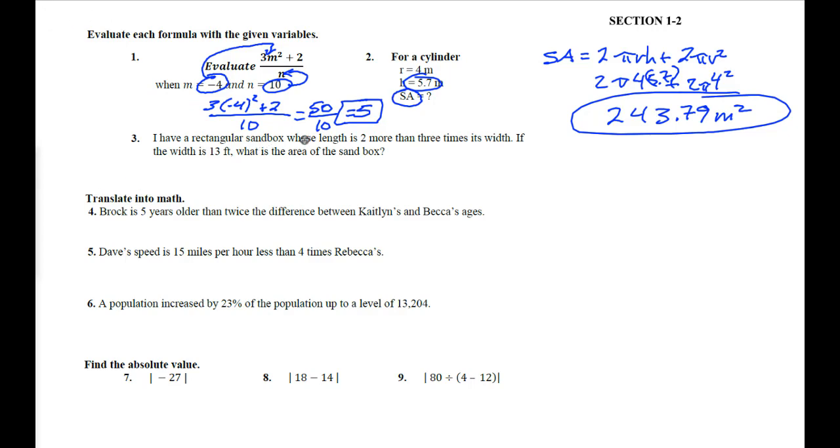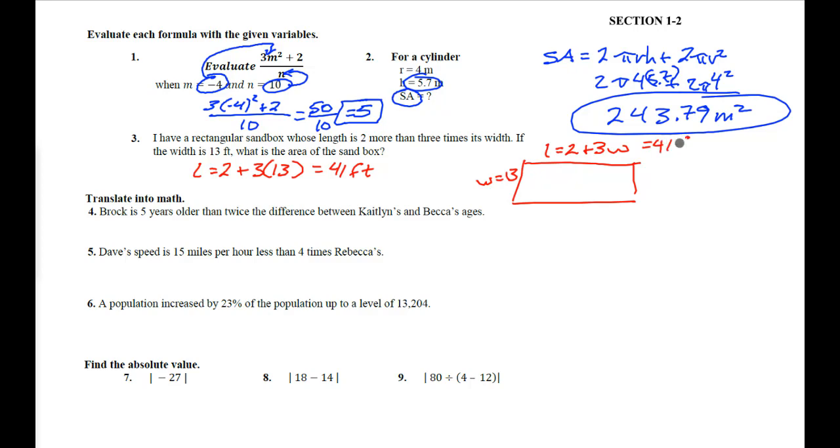I have a rectangular sandbox. All right, so we've got a rectangular sandbox drawn right there, whose length is 2 more than 3 times the width. And the width is 13. That gives us something. If the length is 2 more than 3 times the width, and the width is 13, 3 times 13 is 39, plus 2, that's 41. So the length is 41 feet. That's good to know, 41 feet.